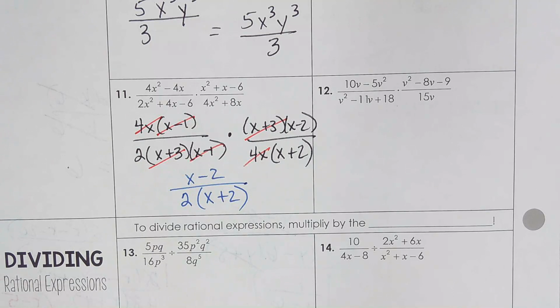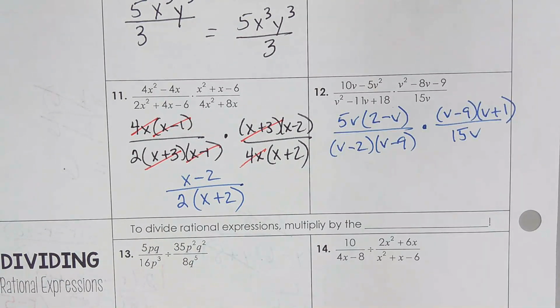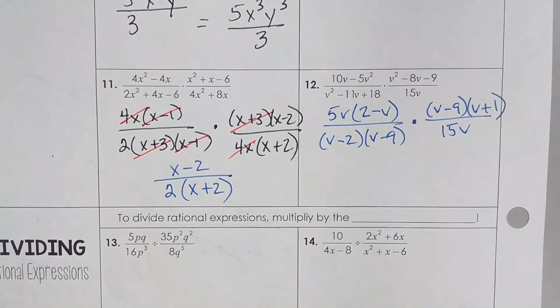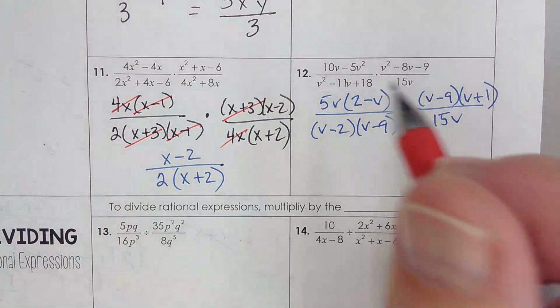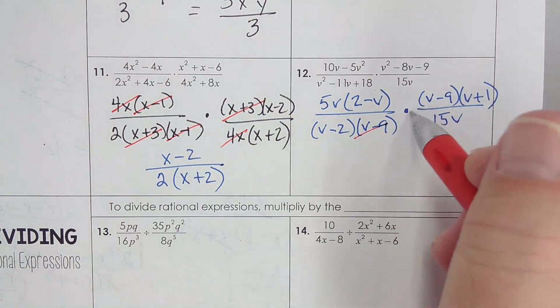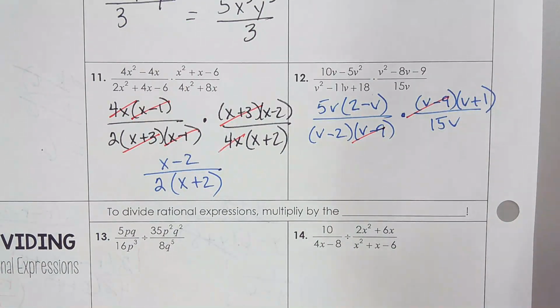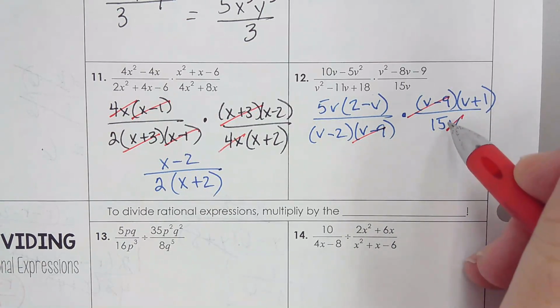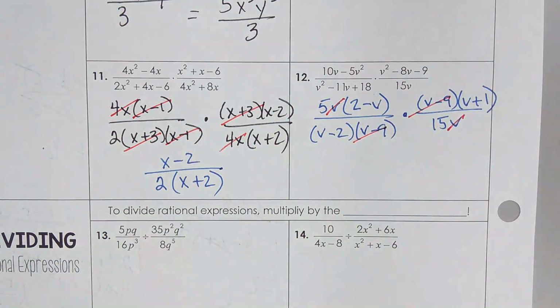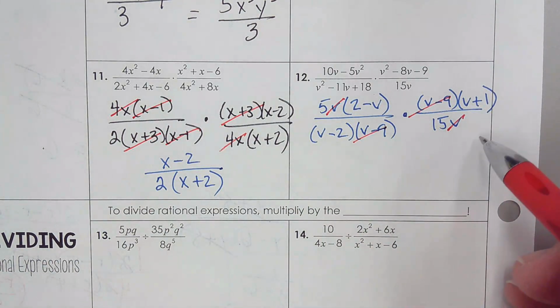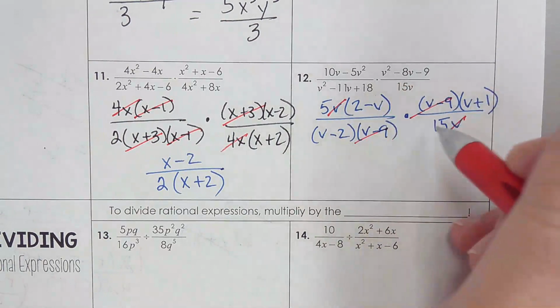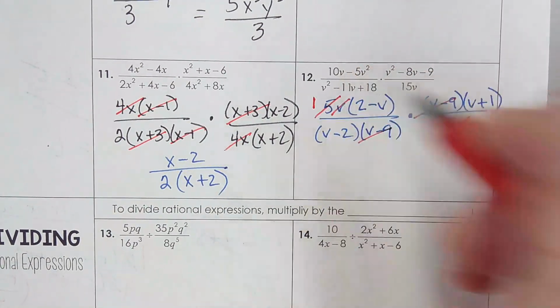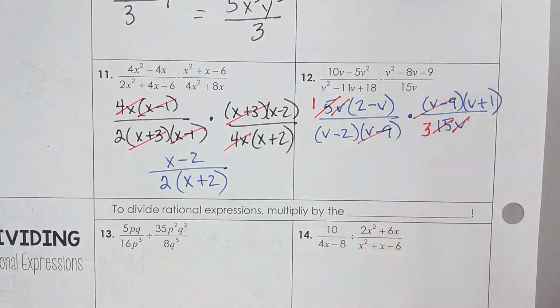Hit pause right now and try number 12. All right, I hope you factored everything okay. Let's see what we can do with number 12. Aha, the v minus 9, the other v minus 9. This v alone cancels out this v alone. Do you see a v plus 1 anywhere down here? Oh, the 5 and the 15. The 5 goes into 5 and the 5 goes into 15.